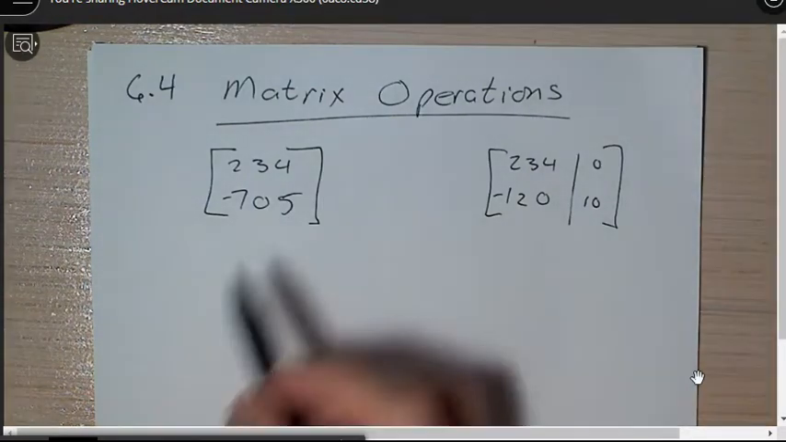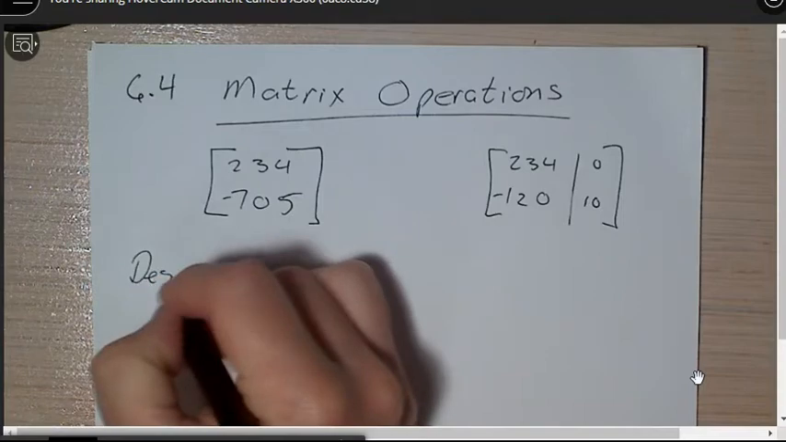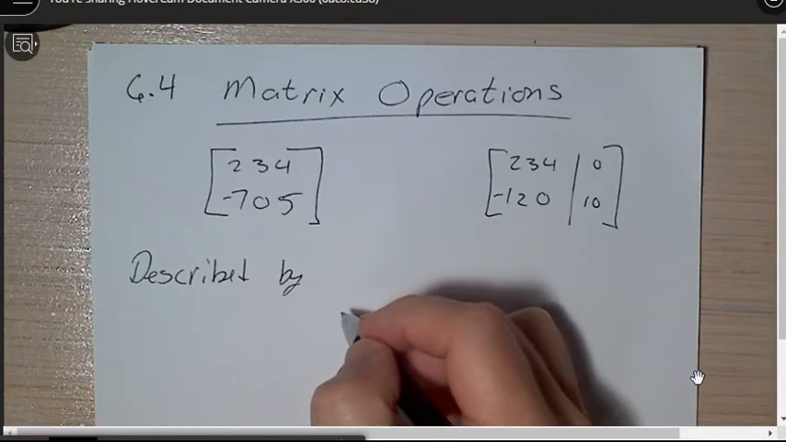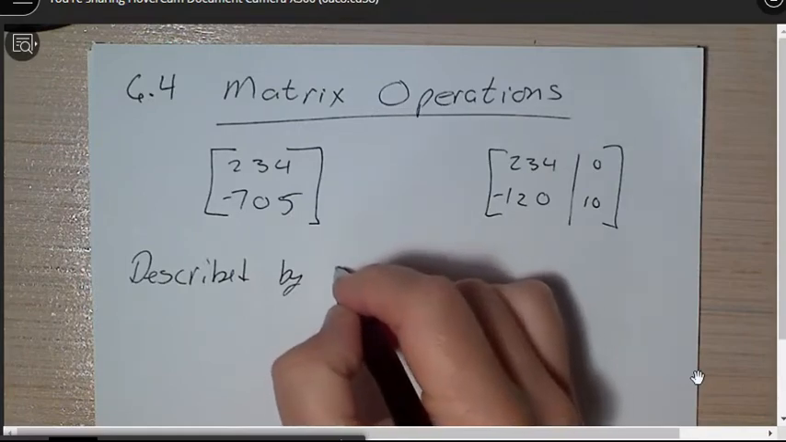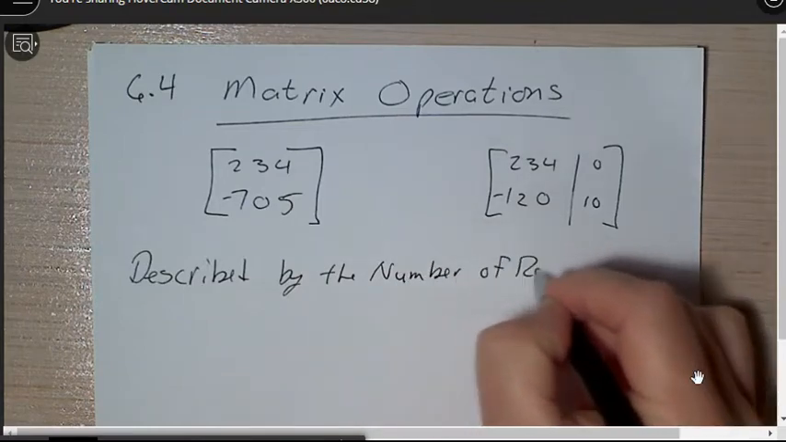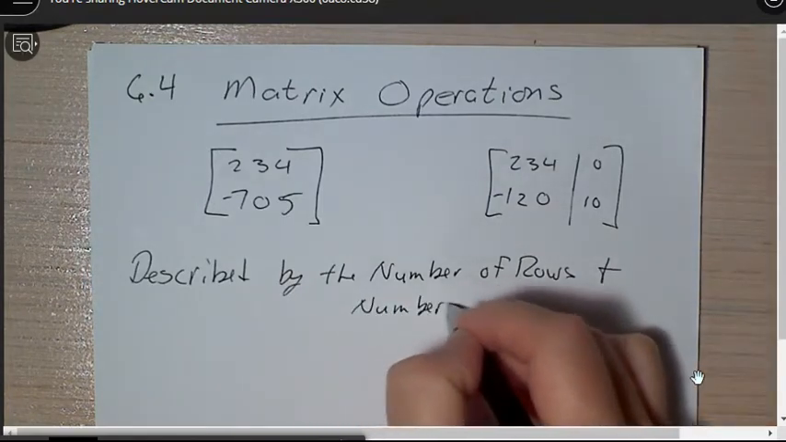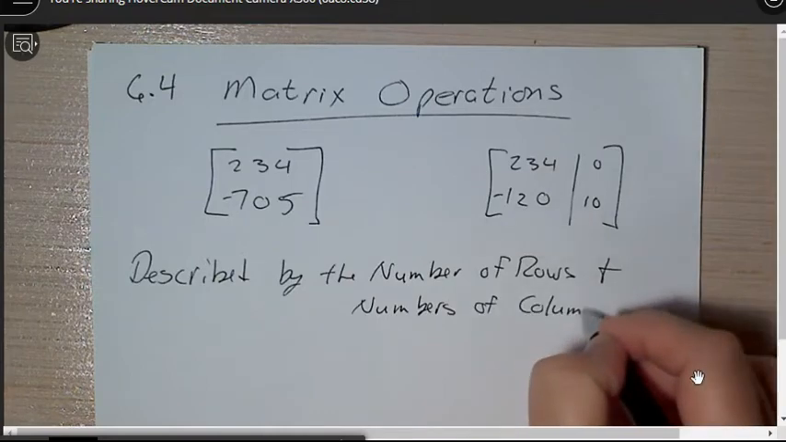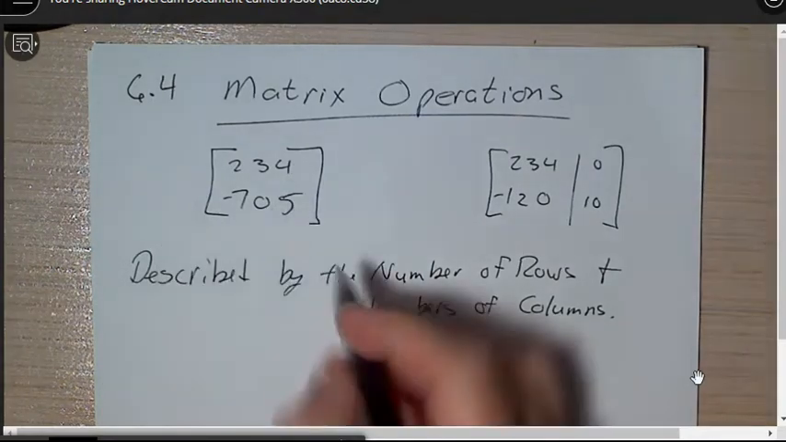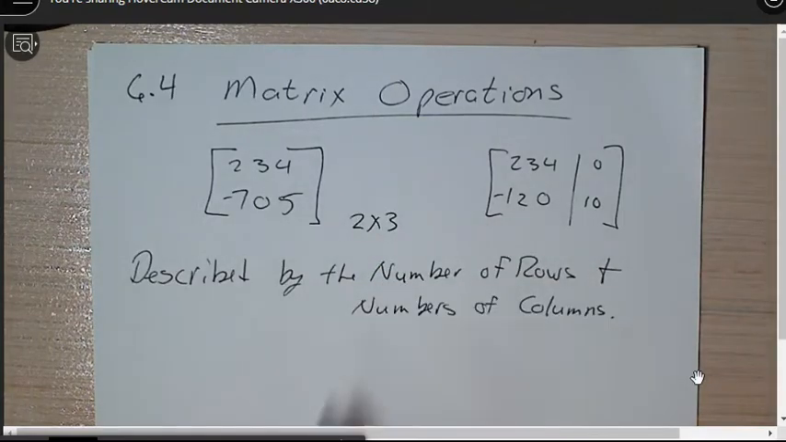Whenever they talk about a matrix, they're always going to describe it by the number of rows and then the number of columns. So if we were talking about this matrix, you've got 2 rows going this way, and then you have 3 columns going up and down. So this would be a 2 by 3 matrix, with 2 rows and 3 columns.